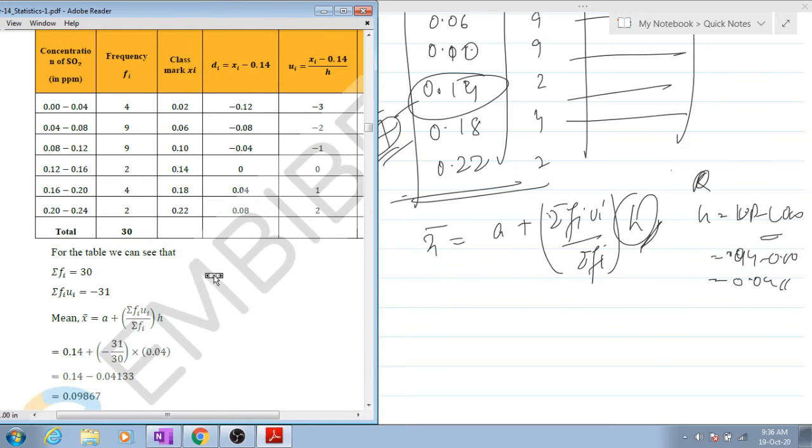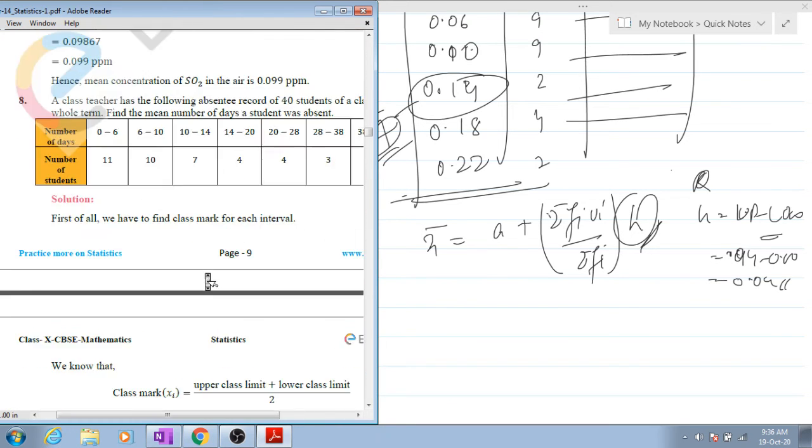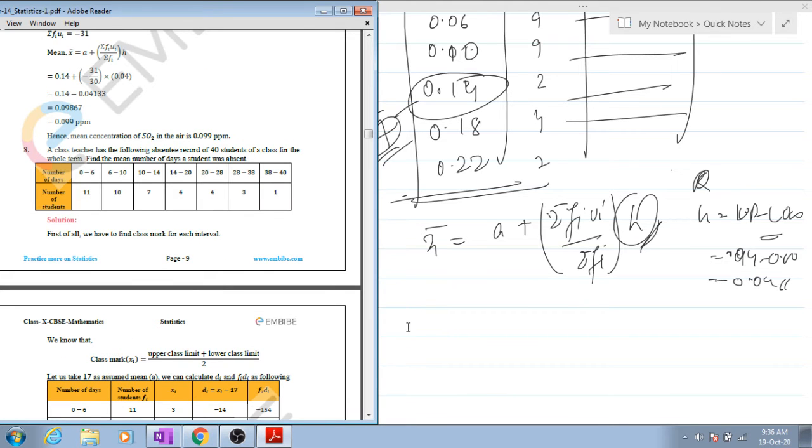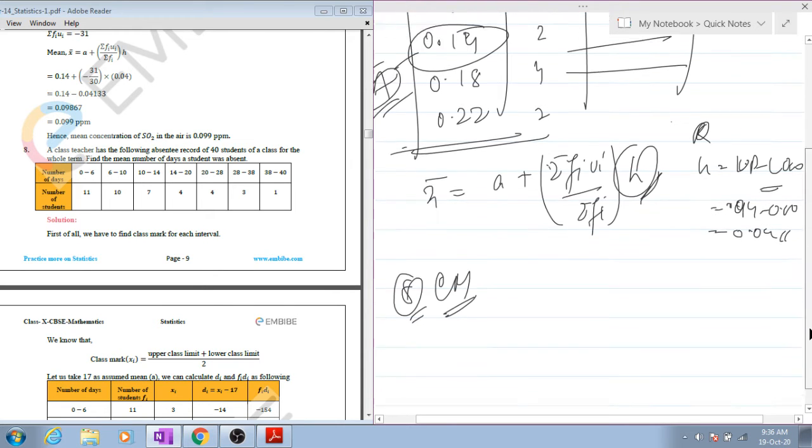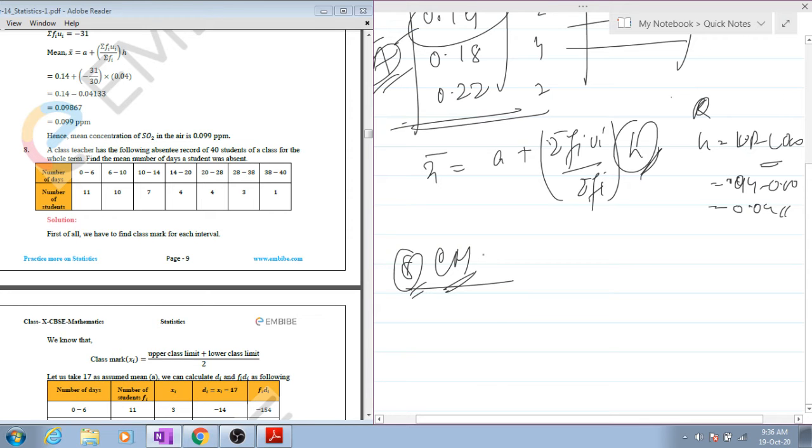Once this is done, you have to move on to question number 8. Again the same thing is there. Number of days has been given to you, class marks need to be found out. Whenever range is given to you, don't have to do anything, just find out the class mark first, and then everything will fall into place. 3, 8, 12, 16, 24 and so on. And frequency you have to write 11, 10, 7, 4, 4, and so on.